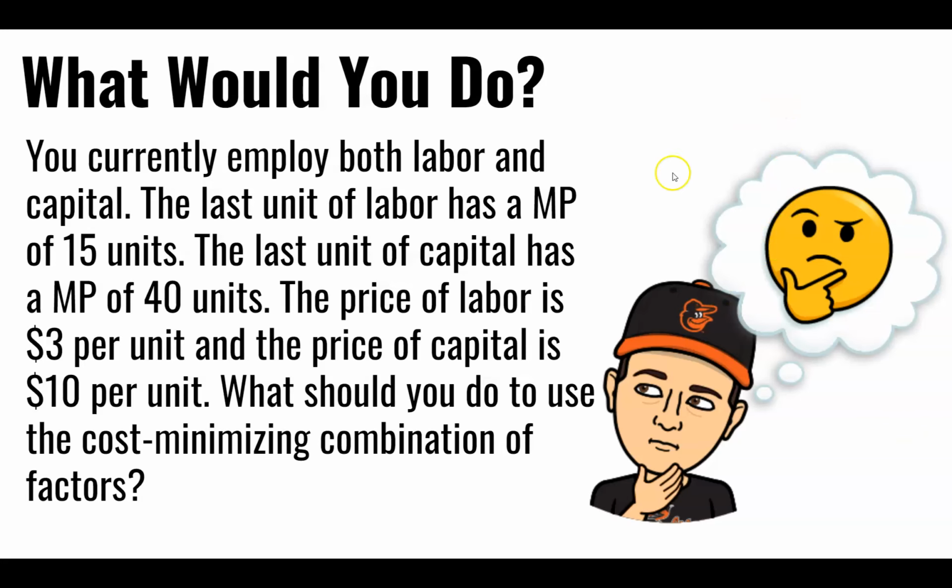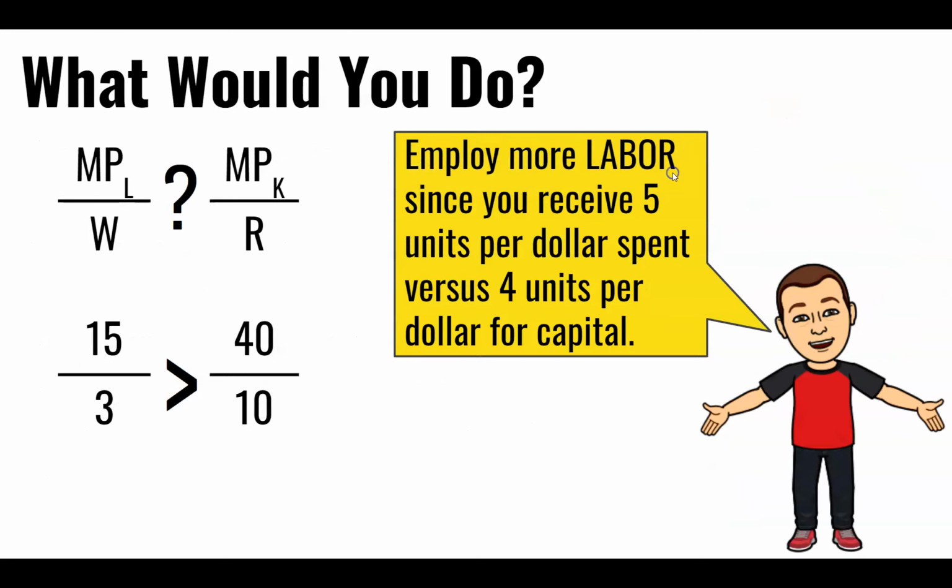So the way to solve this would be to keep in mind, again, we want the marginal product per dollar spent to be equal. So the marginal product of labor divided by the wage should equal the marginal product of capital divided by rental rate if we are using the cost minimizing combination. When we plug in the numbers that we've been given, it turns out that the marginal product per dollar spent for labor is greater than the marginal product per dollar spent for capital. So that indicates to me the best thing I can do is to employ more labor because I'm receiving 5 units per dollar spent with labor, only 4 for capital.